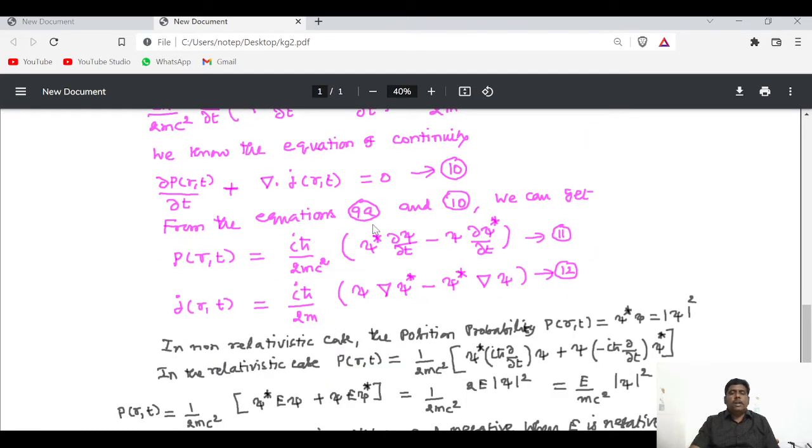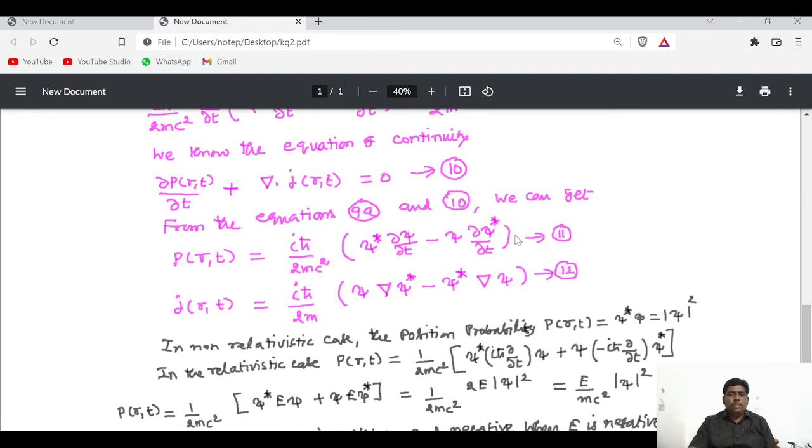In the non-relativistic case, rho of r comma t is called as position probability. Then j of r comma t is called as probability current density. The value of j of r comma t we have arrived at in the relativistic case exactly matches the non-relativistic one. So here also j of r comma t is called as probability current density. But if you think about rho of r comma t, the value of rho of r comma t in the non-relativistic case is psi star psi, equal to absolute square of psi. The wave function may be real or complex, but the probability of finding the particle is always a real entity.